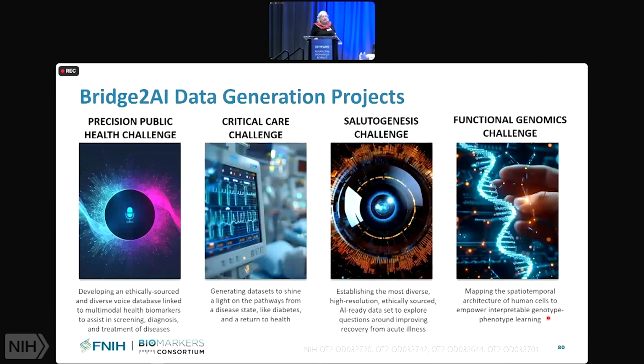I wanted to bring up Bridge to AI, and this is the data generation project that happened for the last 5 years. And there are 4 main grand challenges in precision public health. That's mostly looking at work on, oh gosh, this is the one I actually forgot the details of. Critical care, this is in the EHR, looking at how we can use real-world and healthcare data in AI. Salutogenesis is how to understand going back to health from disease. It's a fascinating program working here in type 2 diabetes.